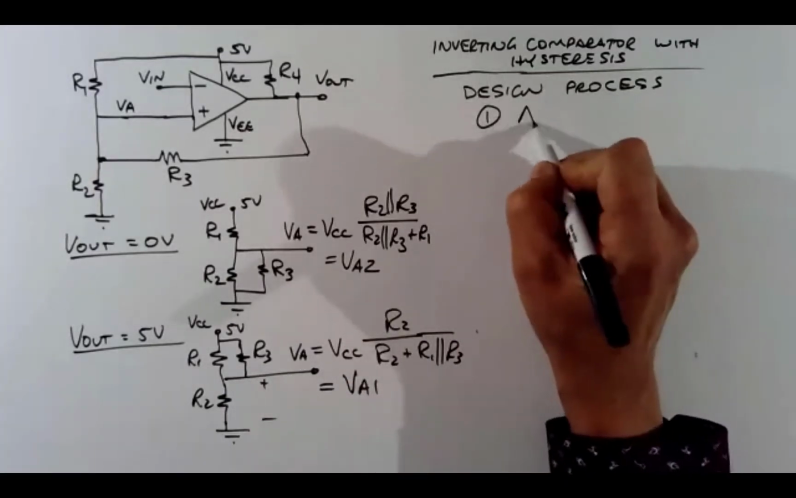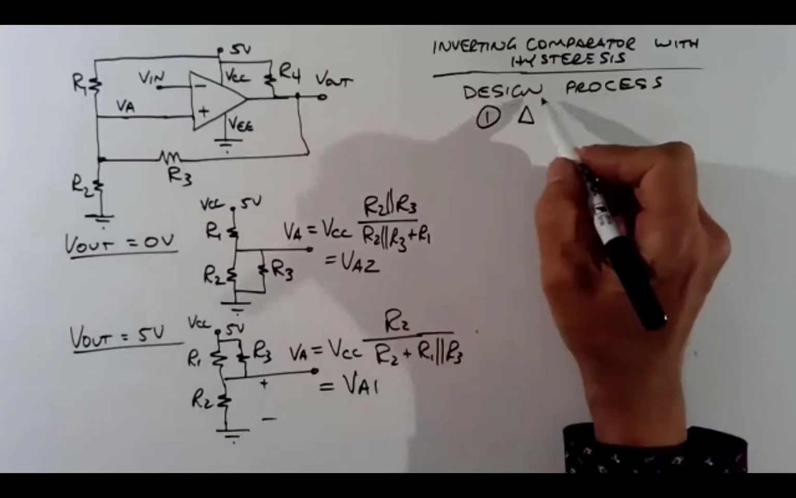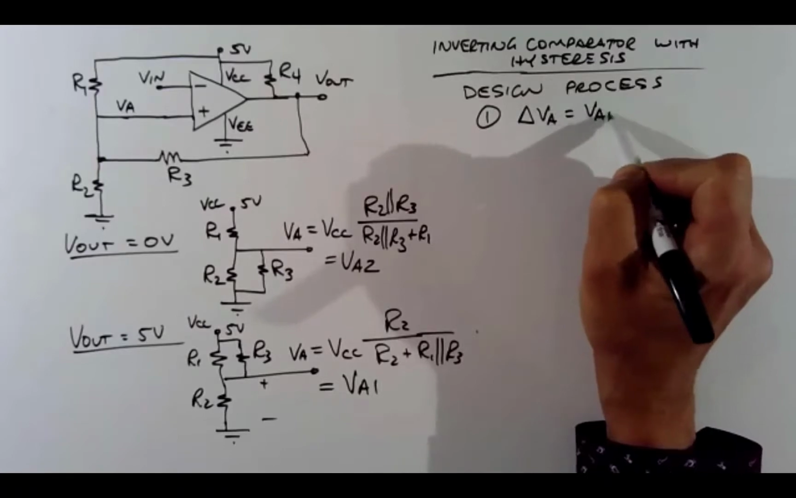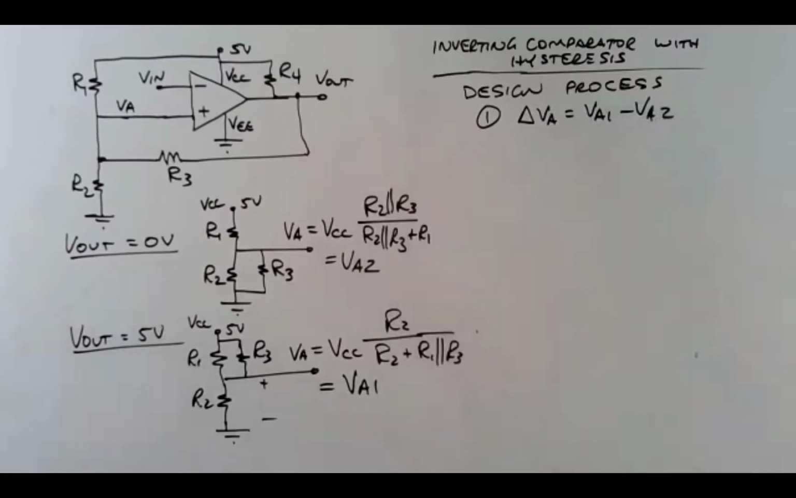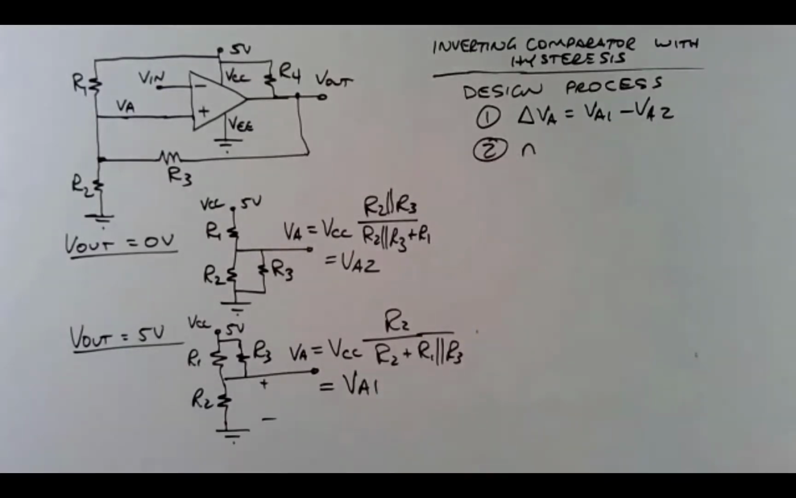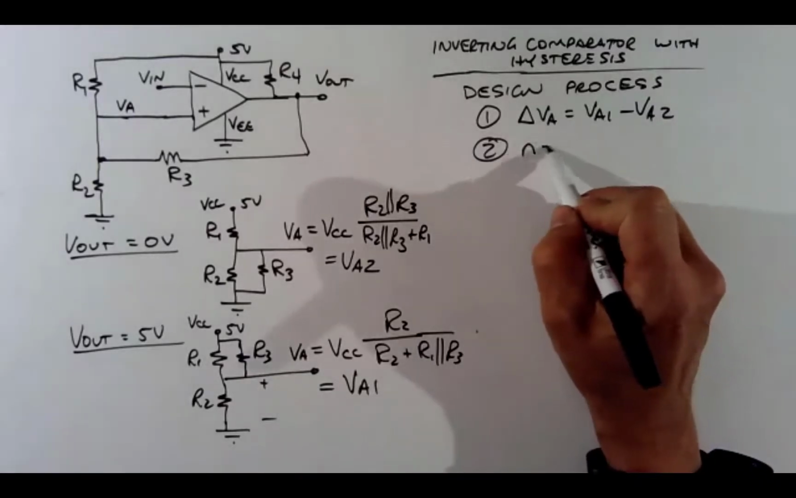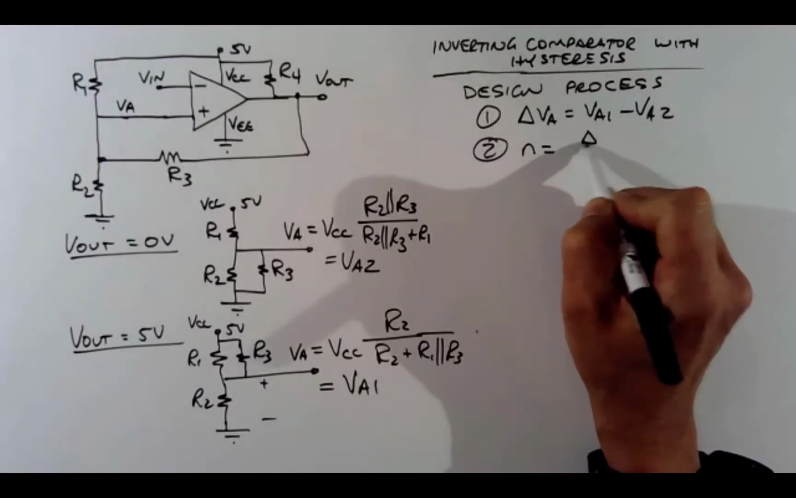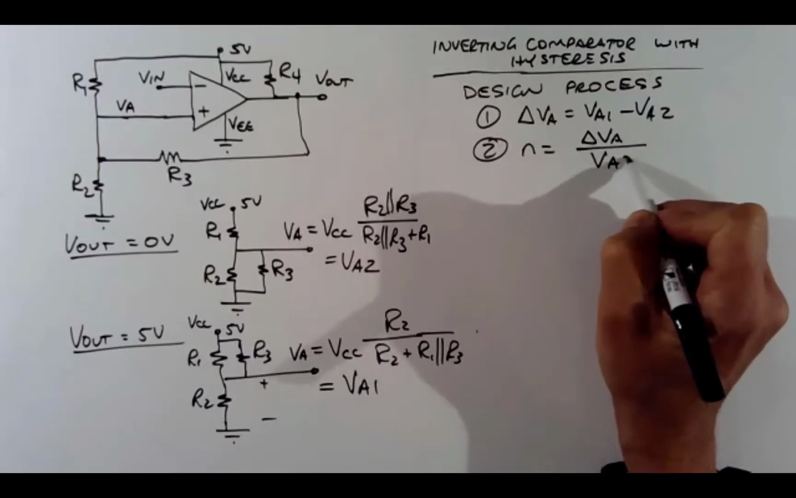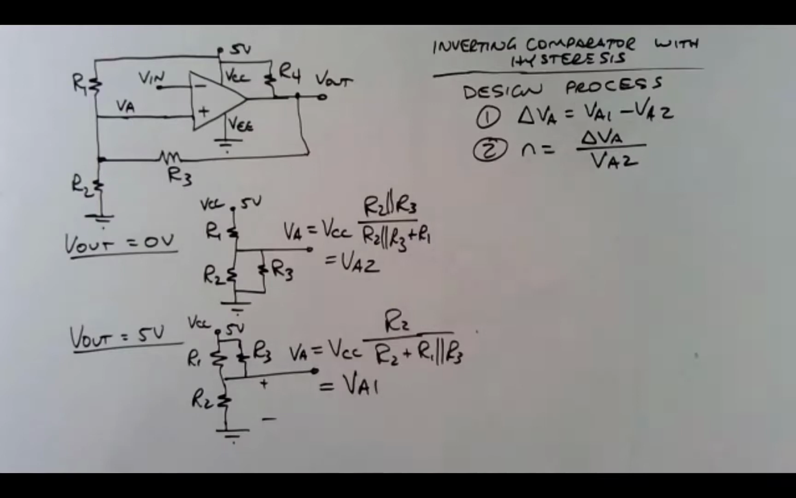The first step is to calculate the hysteresis band, which is the difference between VA1 and VA2. And then you're going to calculate this parameter n. It's just a value that's used as an intermediate value in this design process. And that's delta VA over VA2. Okay, so again, you've chosen VA1 and VA2, so you can calculate these values.